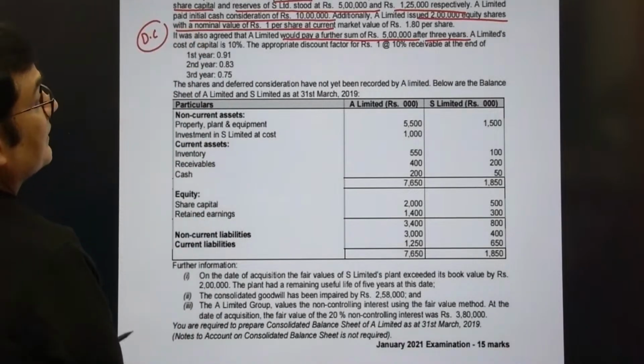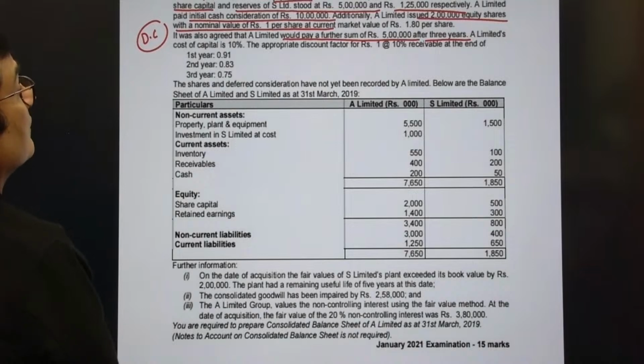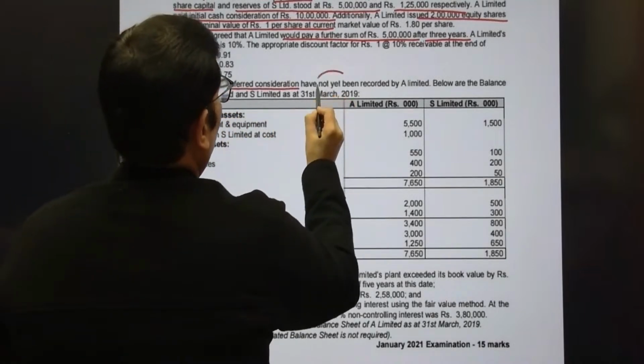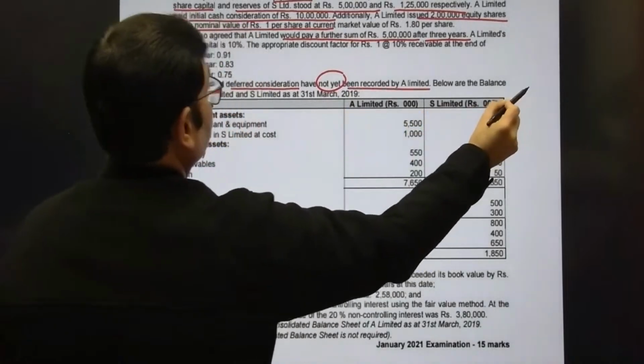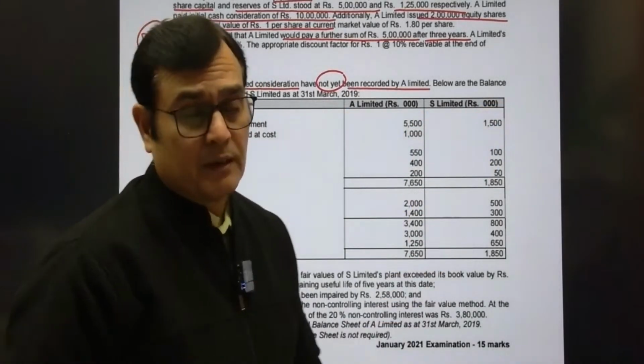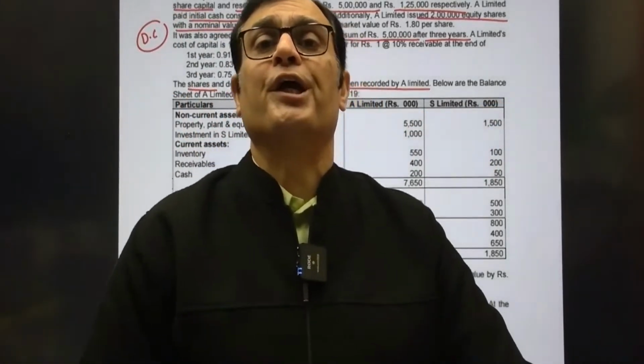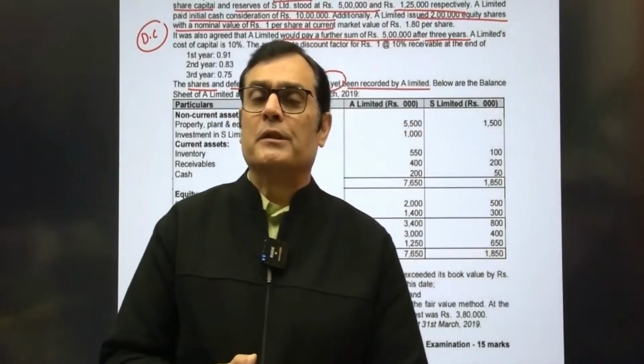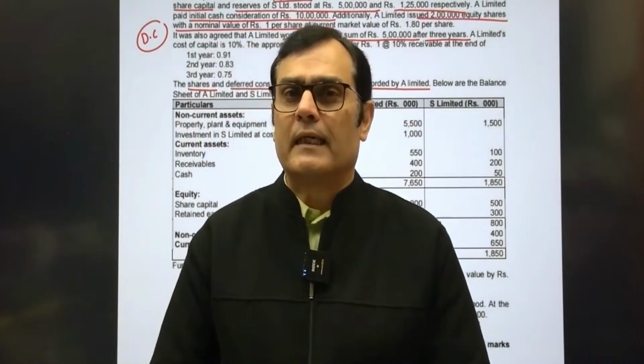And then it says the appropriate discounting rates are given. The shares and the deferred consideration have not yet been recorded by A. The moment you see this, extract balance sheet. I said earlier when I gave you the mind map today that sometimes you'll see some omissions of information, which would mean that you need to make an extract balance sheet.